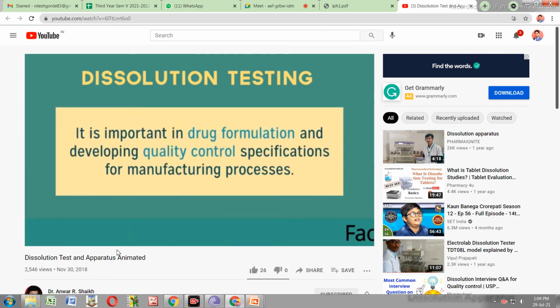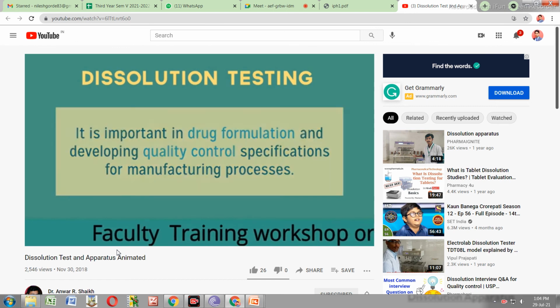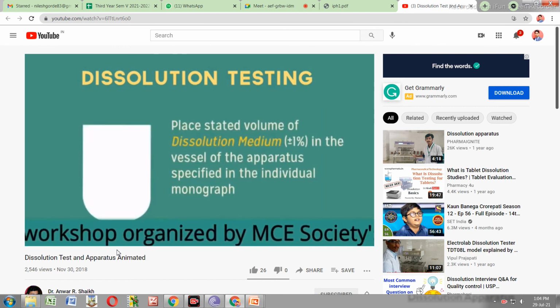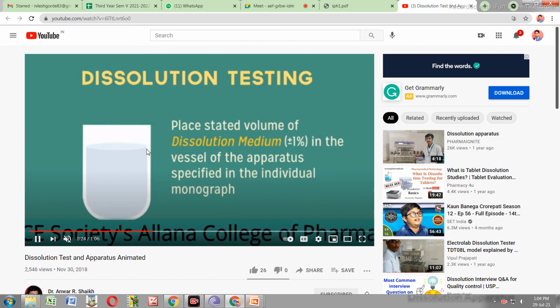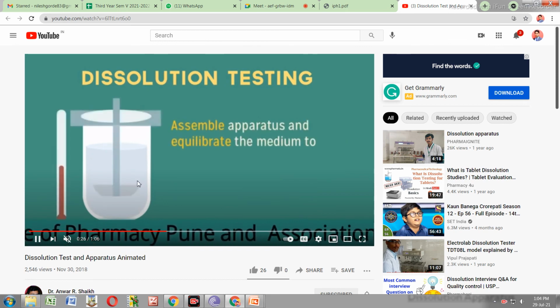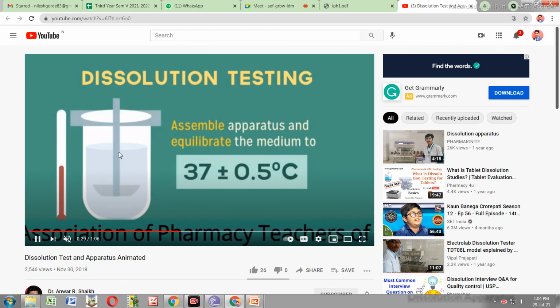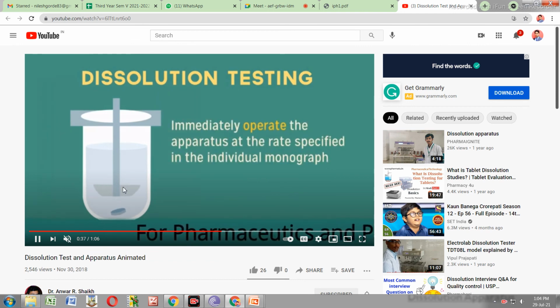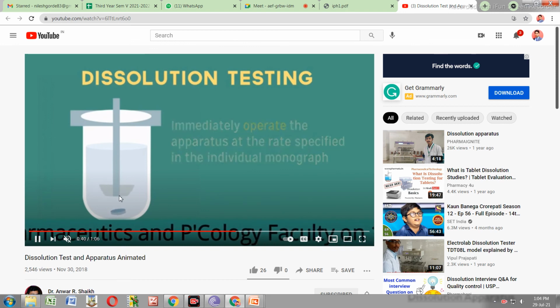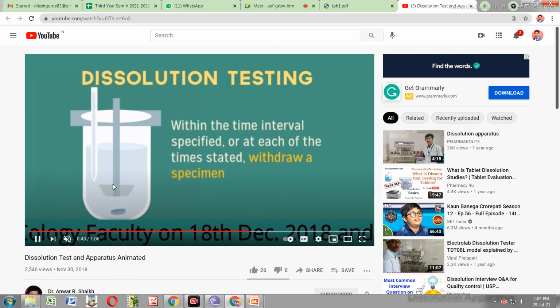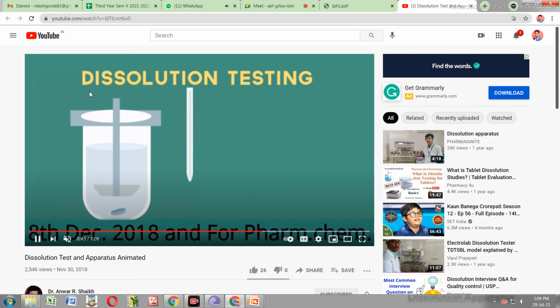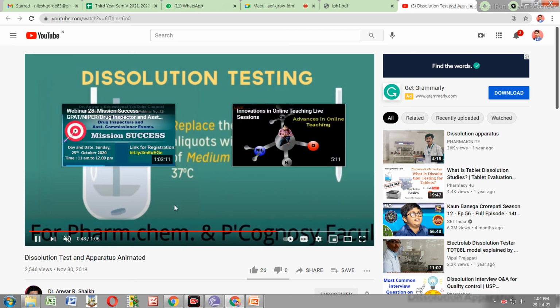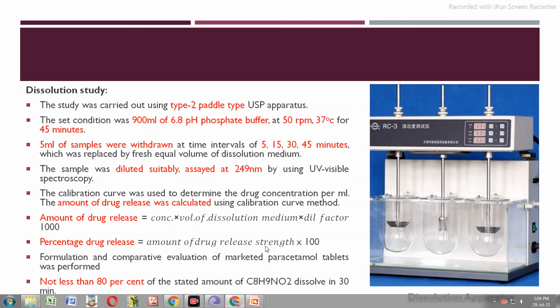Dissolution is important in drug formulation and developing quality control formulation. So this is the basket of your dissolution apparatus. We are going to add 900 ml of dissolution media, USP paddle type of apparatus. Once the tablet is added, start your assembly. The paddle is allowed to rotate at 50 rotations per minute. Once you start to rotate, your tablet will start to disintegrate. After 5 minutes, pipette out 5 ml of the dissolution medium. That's it. So this is about the dissolution medium.